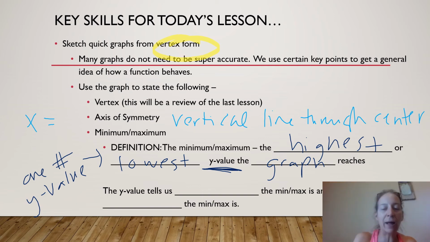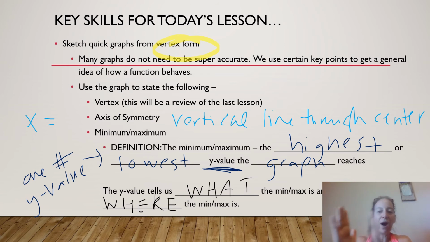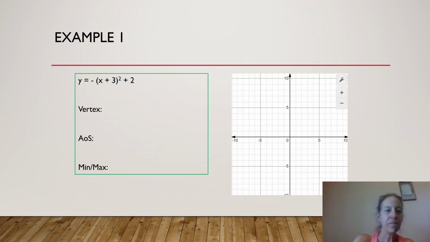Now, the Y value tells us the what? It tells us what the minimum or maximum is, and what you can't see behind my head there is the X value tells us where the minimum or maximum is. So where on your x-axis will you find the minimum or maximum, and then your Y value tells you what that minimum or maximum is. So you've got the where and the what.